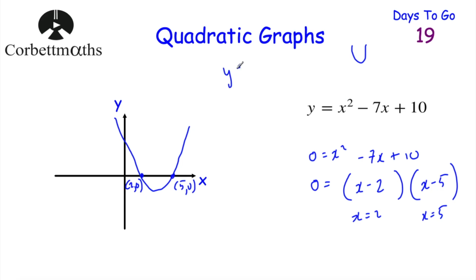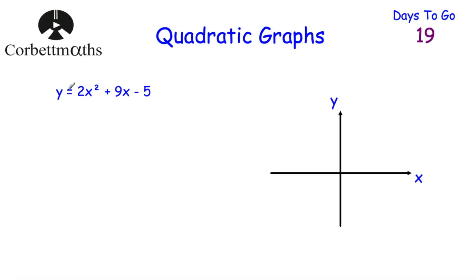So we're going to get that y is equal to 0 squared minus 7 times 0 plus 10. 0 squared is 0, subtract 7 times 0 is 0, plus 10 is 10, so y equals 10. So that means that this point here would be the point (0, 10), and that's it. So we've got the shape of the quadratic, we've got where it crosses the x-axis and where it crosses the y-axis, and that's our sketch. Okay, let's have a look at another one.